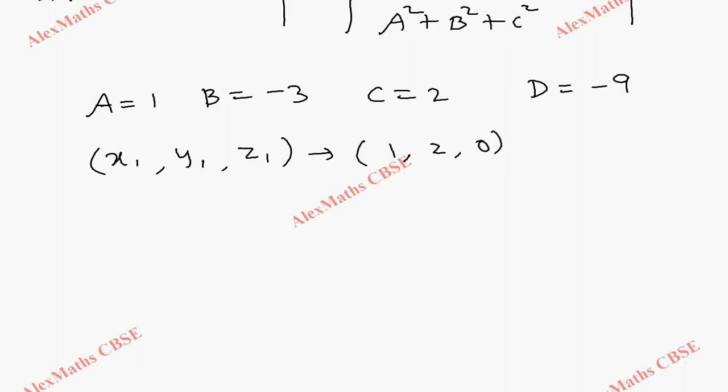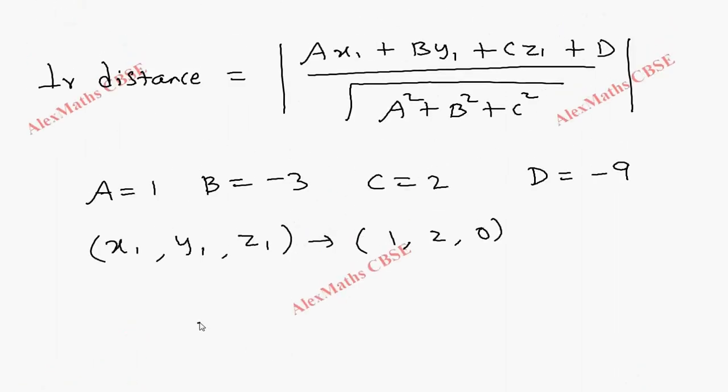We are going to substitute all these values in this formula. So a into x1 is 1 into 1. Then b is minus 3 into y1, which is 2. And c is 2 and z1 is 0.